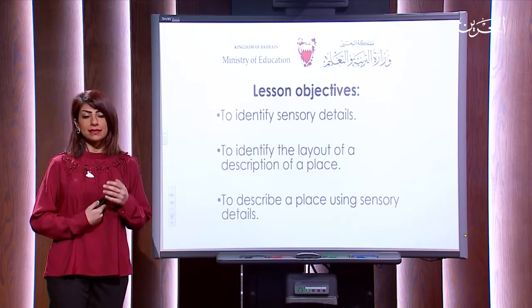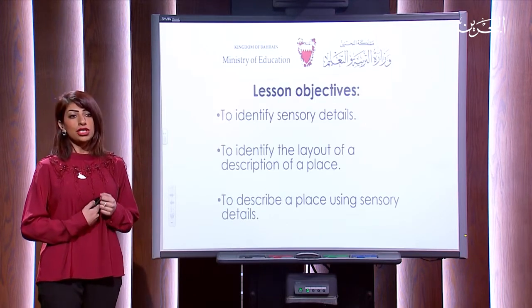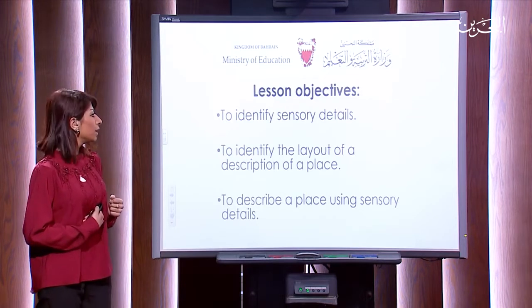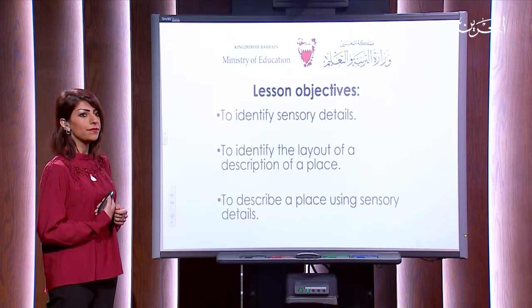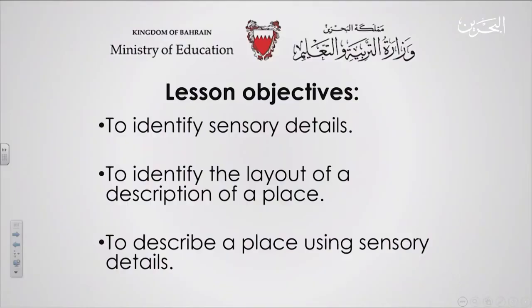By the end of this lesson, we're going to achieve 3 main objectives. The first one is to identify sensory details, to identify the layout of a description of a place, and to describe a place using sensory details.